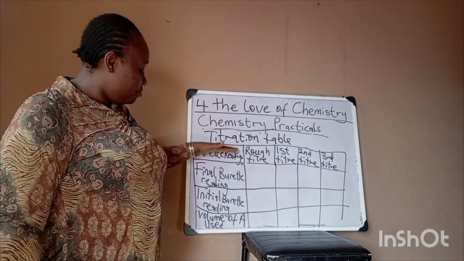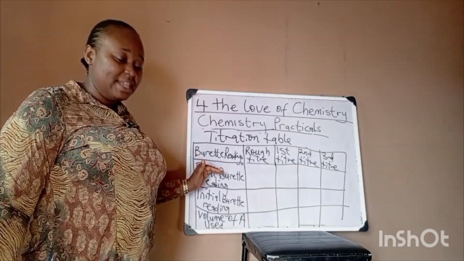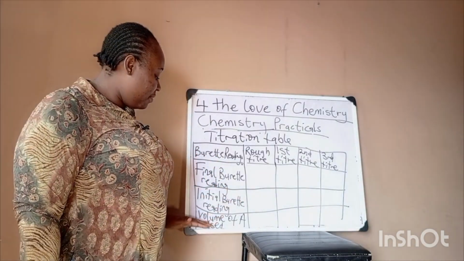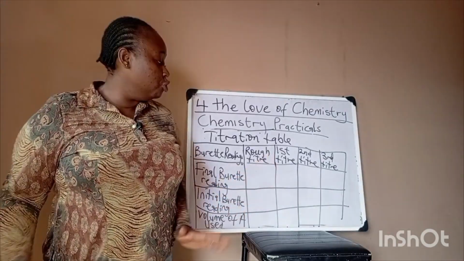Right, let's go into it again. Now, you have your burette readings. I say you start with the final one. That's what you write first. Then you write the initial one before you write the volume of acid used. You will soon know why.